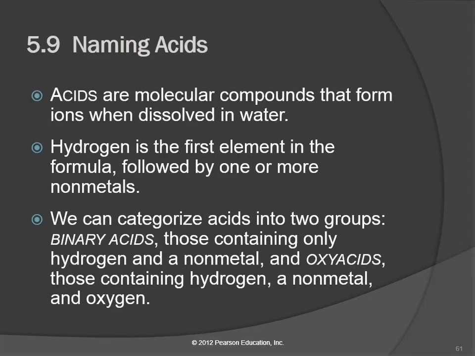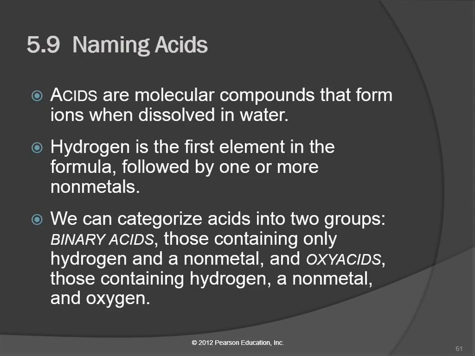We're going to talk about naming acids. And this is the last group of things we're going to learn how to name. We will study acids more later, but basically acids are molecular compounds that form ions when they're dissolved in water. They form ions, and yet they're not ionic compounds. And so they're going to have a whole special class of names just for themselves.